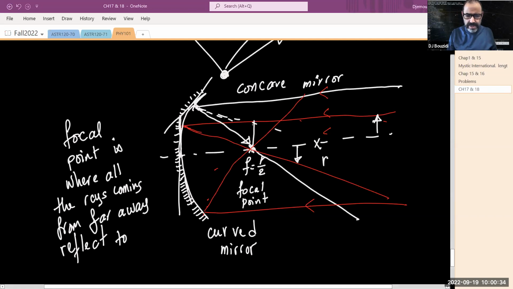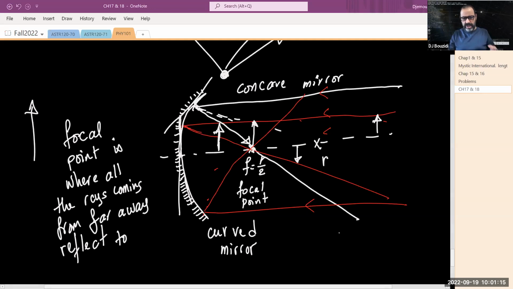If I put the object on the focal point, okay, the image actually is going to be at infinity. Because that is the point where all the rays from infinity will bounce in. Okay, so the image is going to be at infinity. If I put the object in here somewhere, the image will appear to be coming from the opposite side, and it's actually magnified.